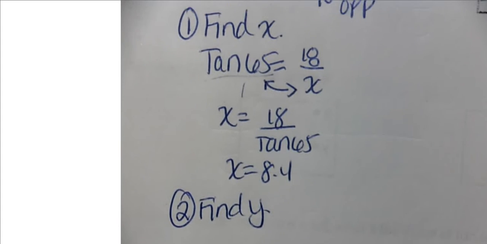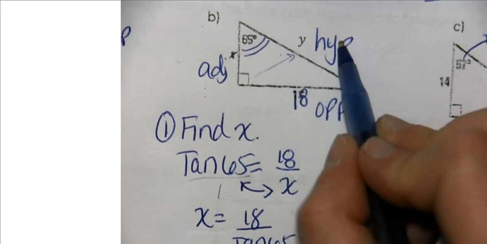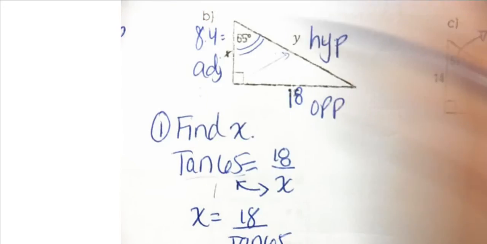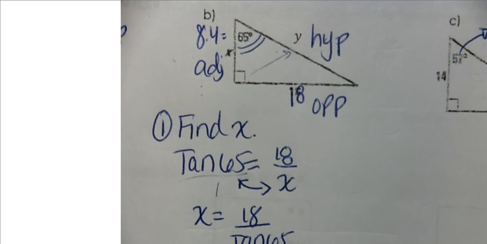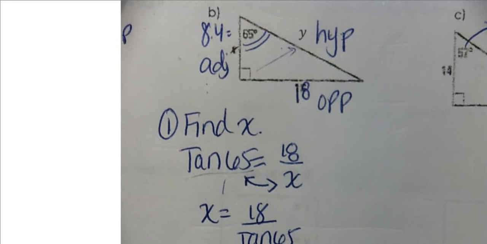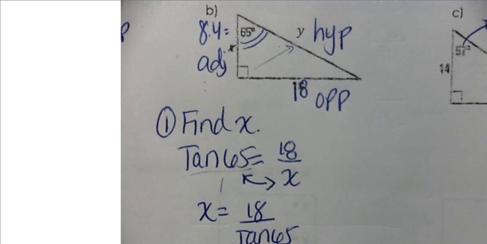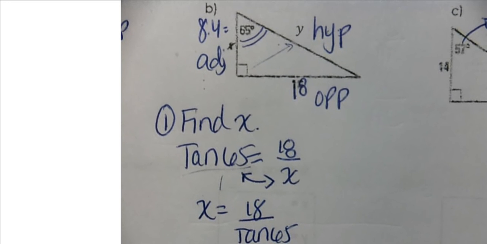To find y, if you look at our picture, y is the hypotenuse. And could we work with the 8.4 in our last step? Of course we can. But what if we made a mistake? If you're using a mistake or you're using a really rounded answer, you might end up with an incorrect answer in your next step. So we really don't want to do that. So we're just going to work with given information.